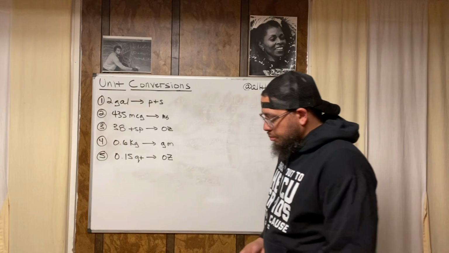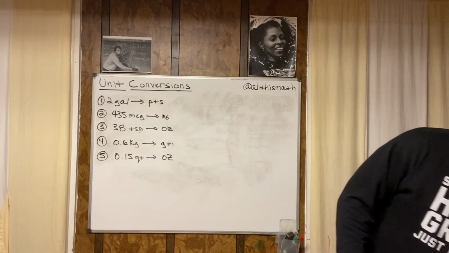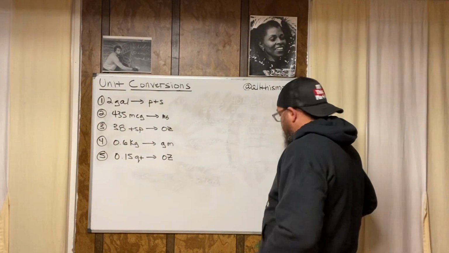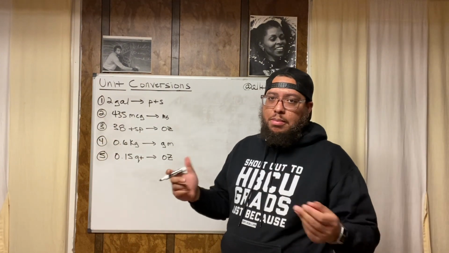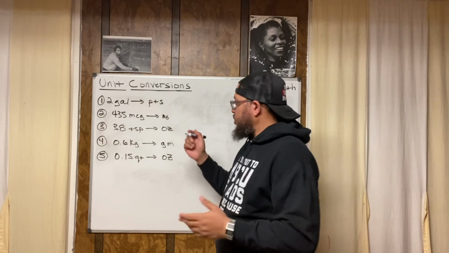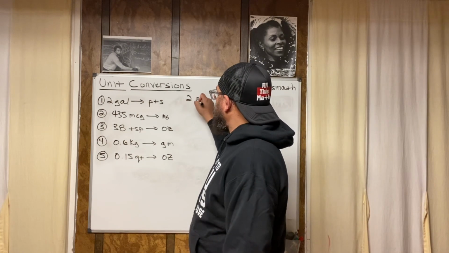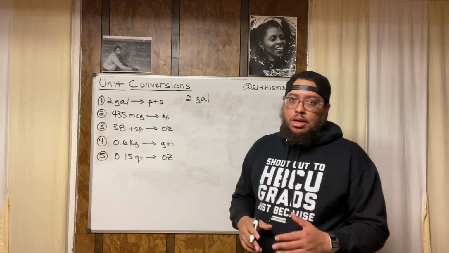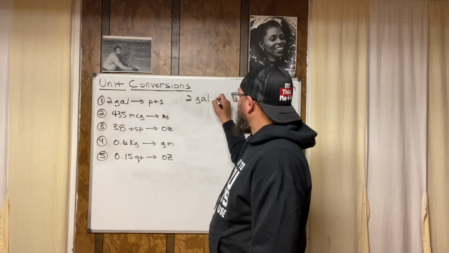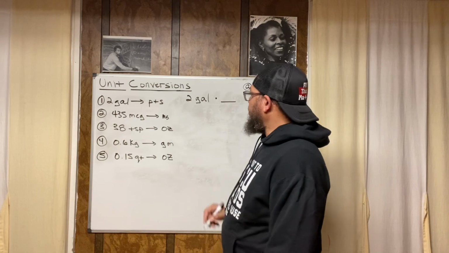All right, so let's go. This is how we do unit conversions. You start out with the first measurement, 2 gallons. So you write 2 gallons, and then we're going to multiply that by a fraction. So I put a multiplication sign and a fraction bar.